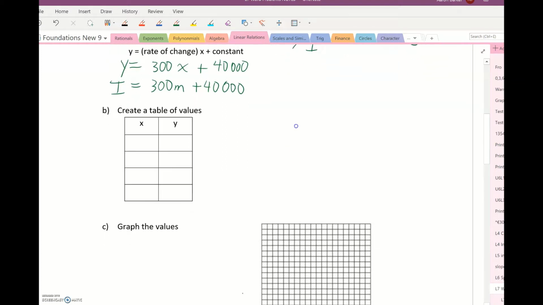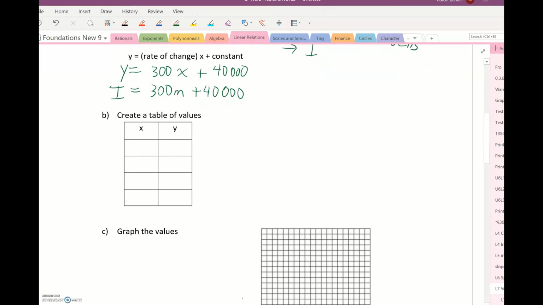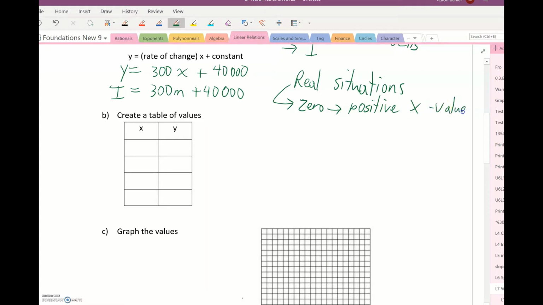So let's create a table of values. First of all, when we're creating table of values for real situations, now, not all the time, but for us, for real situations, you want to have 0. You'll start with 0, and then you'll just go to positive x values. And the reason why is because for us, and most of these graphs that involve real situations, you'll be using this quadrant.